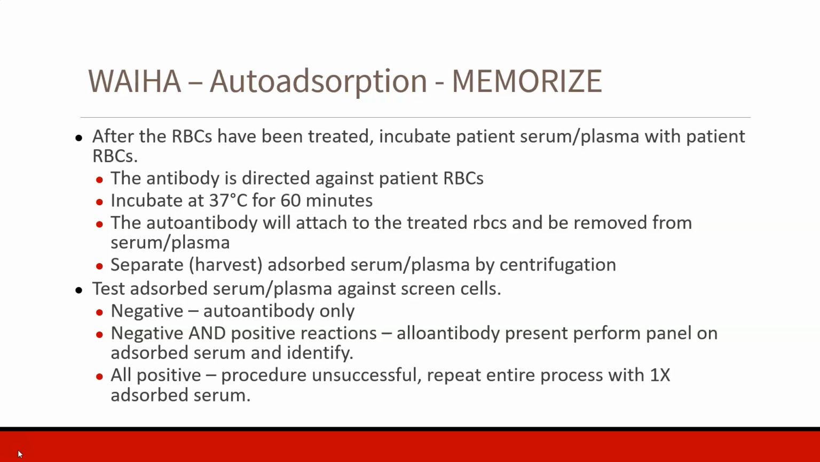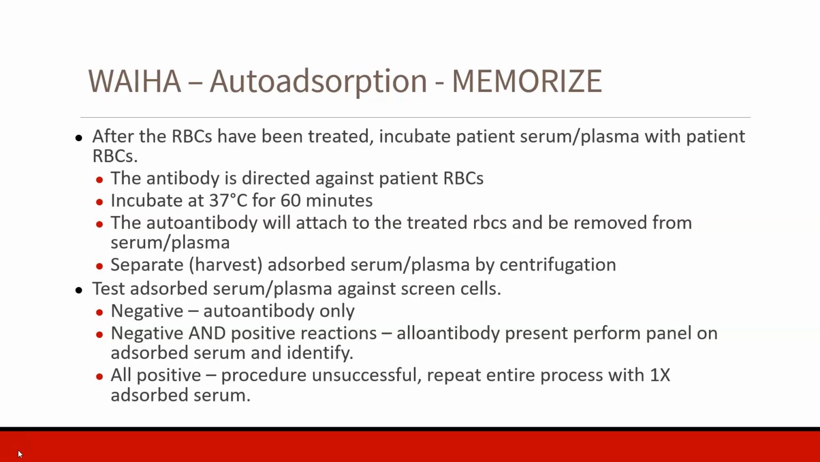So once the incubation is up, we want to separate or harvest this adsorbed serum or plasma by centrifugation. And I always put ×1, because sometimes this is not enough and you're going to have to pre-treat another aliquot and do an autoabsorption ×2 and maybe even ×3. 3 is the maximum, because then you may be diluting out the antibody instead of removing it. So again, add patient serum to these treated naked cells, incubate so the autoantibody will be absorbed out, harvest the serum or plasma, and test it against your screen cells.